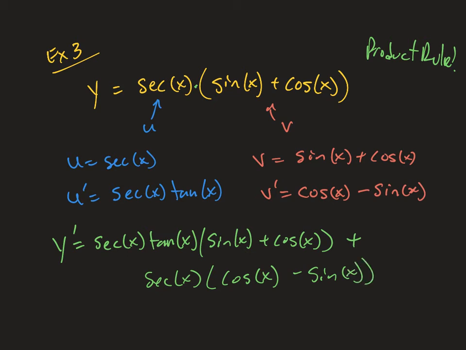Now, we're done. We did the product rule, but we can clean this thing up a little bit. What I'm going to do is distribute the secant x tangent x to each of those, and then I'll also distribute the secant x to these. And we'll see if we can clean this up a little bit. Okay, so when you multiply secant x tangent x by sine of x, remember tangent is sine of x over cosine x, and secant's 1 over cosine x. So that's just going to be sine of x over cosine x times sine of x over cosine x, which is actually just tangent squared x.